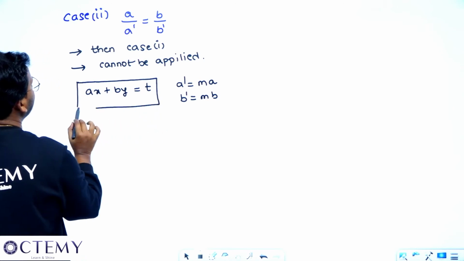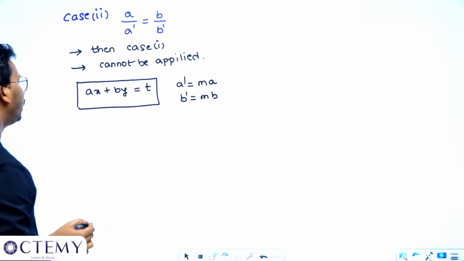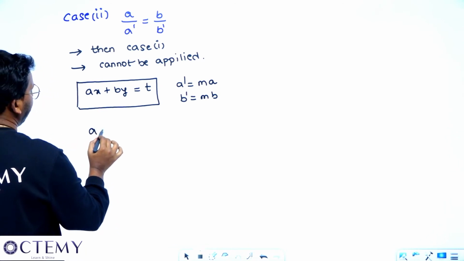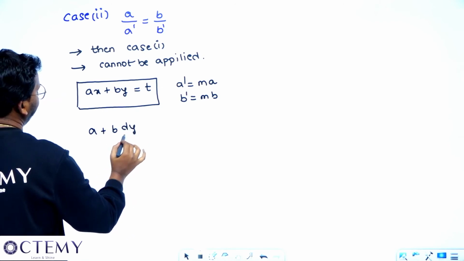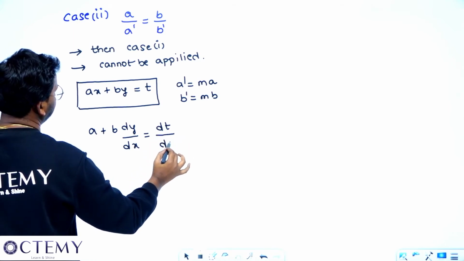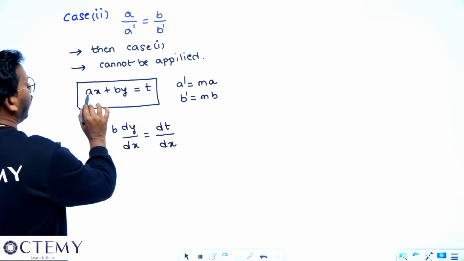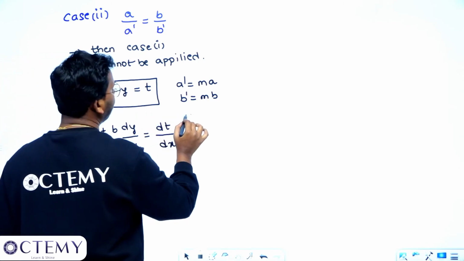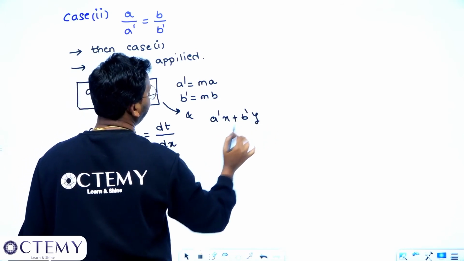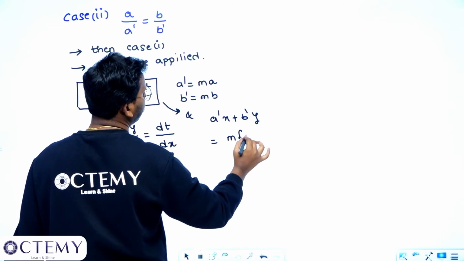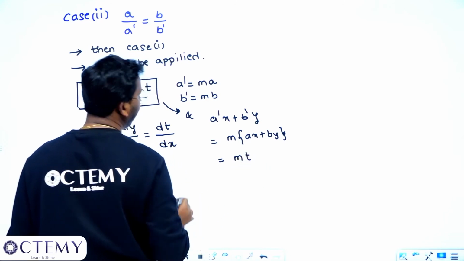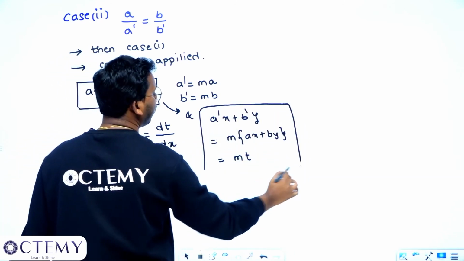Whenever you get it like this, you will have to do this. After doing this, what will we have to do? See, if you write dy by dx, what will you get here? If you write dy by dx, that is a plus b dy by dx is equal to dt by dx, right? So replace ax plus by equal to t, and after this a dash x plus b dash y will be equal to what? It will become m into ax plus by. So this will be replaced with mt, right? So this will happen whenever the ratios are equal.